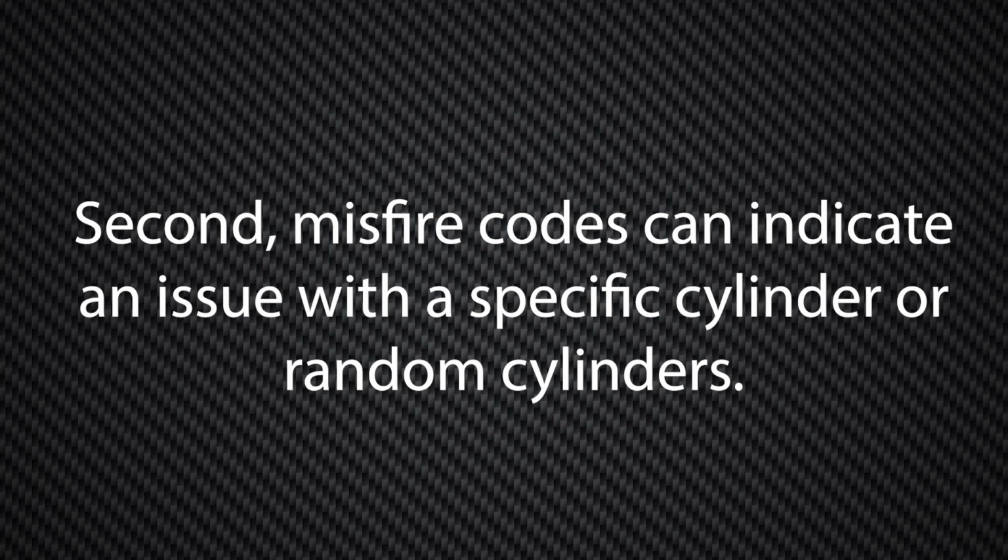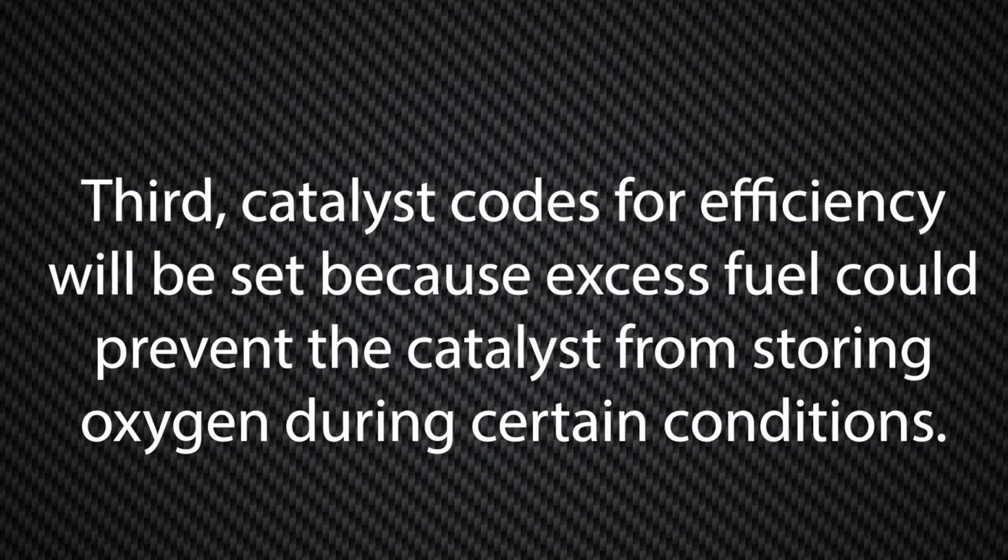Second, misfire codes can indicate an issue with a specific cylinder or random cylinders. If a cylinder is too rich or too lean, the combustion event might not take place. Third, catalyst codes for efficiency will be set because excess fuel could prevent the catalyst from storing oxygen during certain conditions.